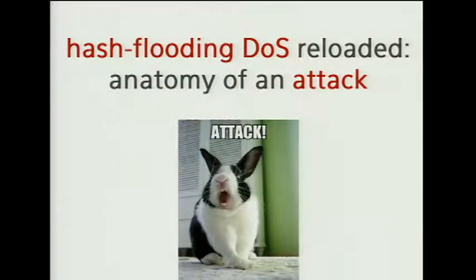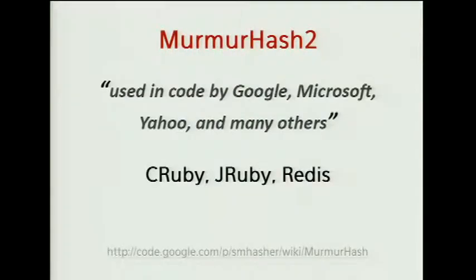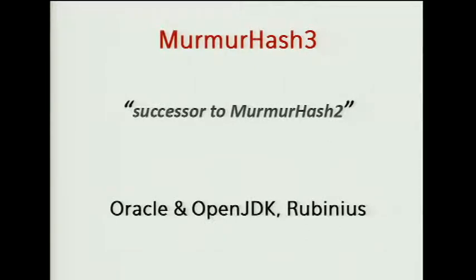Okay, so I want to present to you an attack that we did, and our target was the MurmurHash family of functions. There's MurmurHash2, which is widely used in projects like CRuby, JRuby, and the Redis NoSQL database. Then there's MurmurHash3, which is the successor to MurmurHash2. An interesting fact is that this was introduced in Oracle and OpenJDK last year as a response to Klink and Valda's attack. And the same thing happened in Rubinius, so they used a randomized version of MurmurHash3.